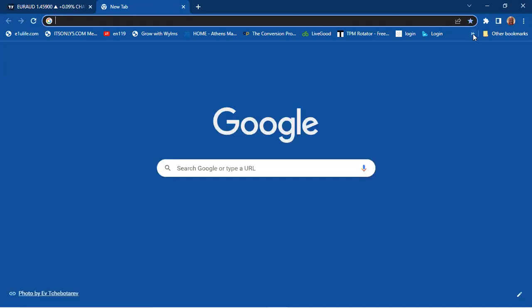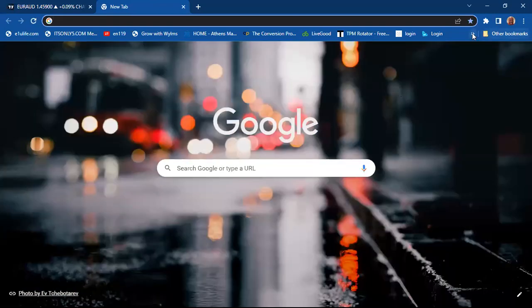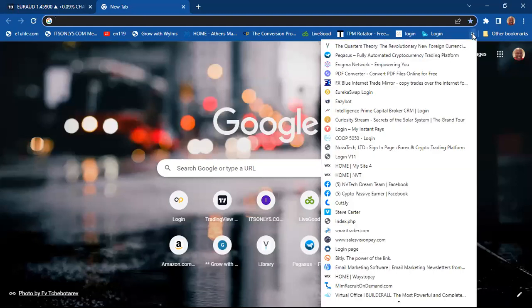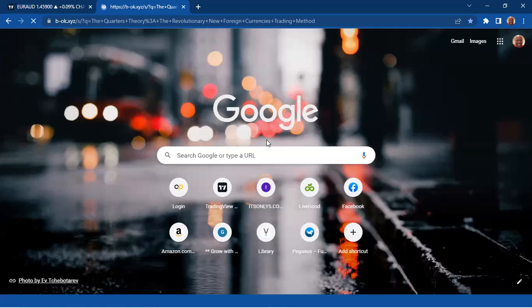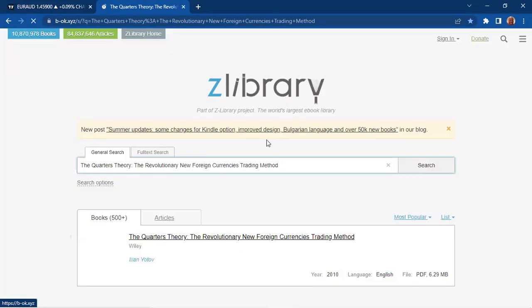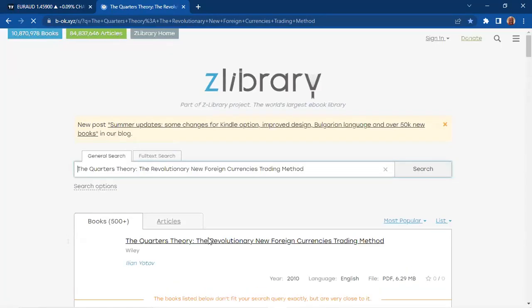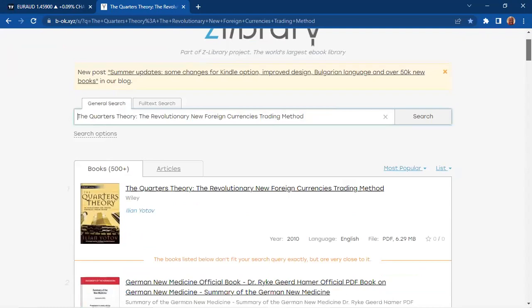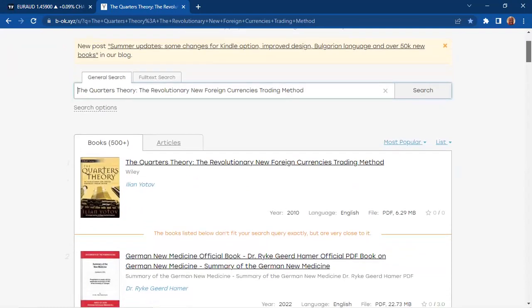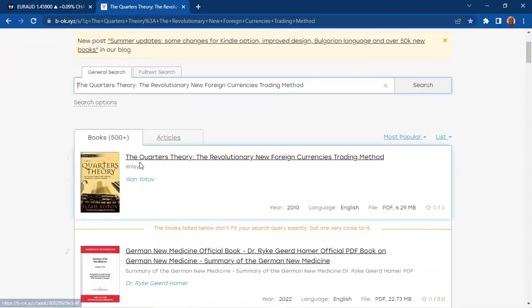Let me show you this book. The Quarters Theory. I use Quarters Theory on mine too. There you go. This is a phenomenal book. I have yet to finish it, but I'm on chapter 1. The Quarters Theory by Wiley.